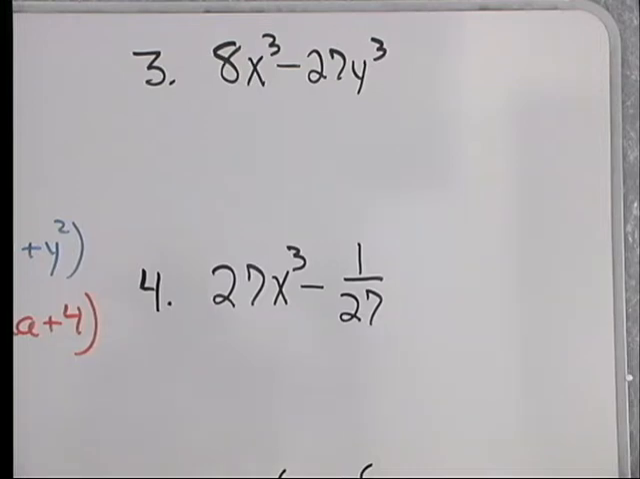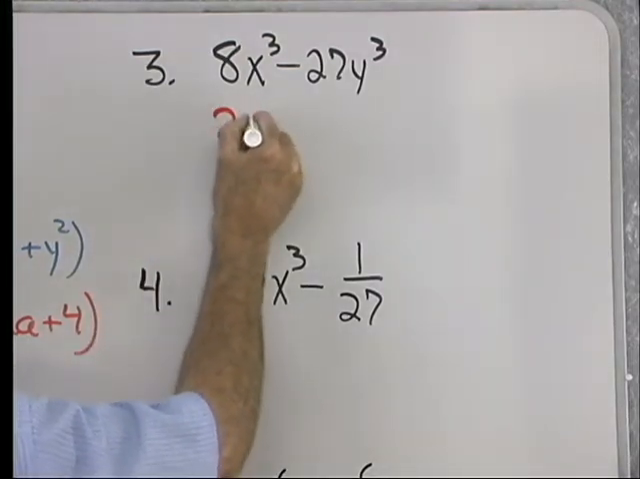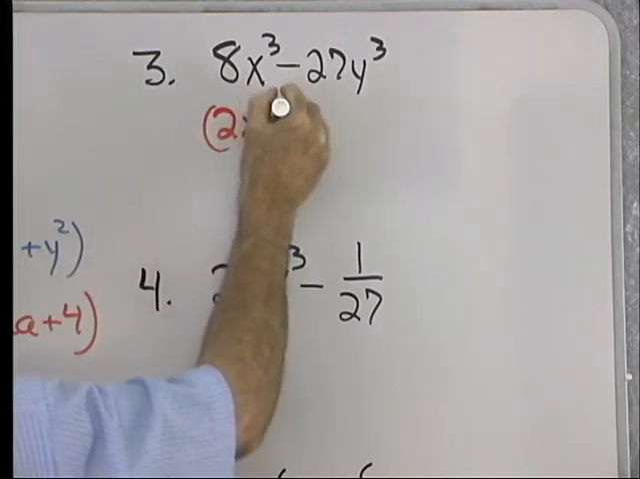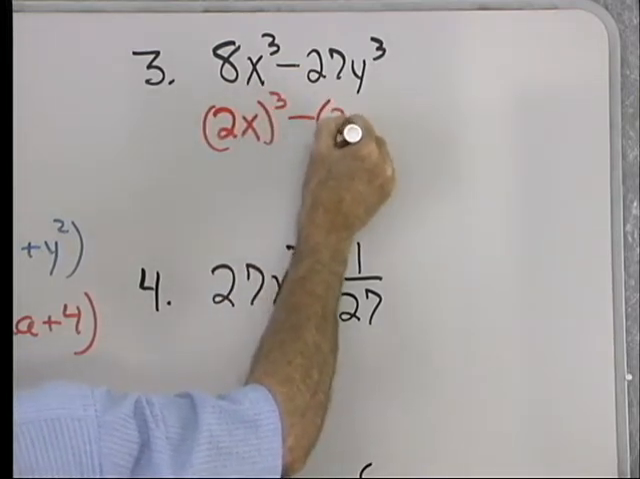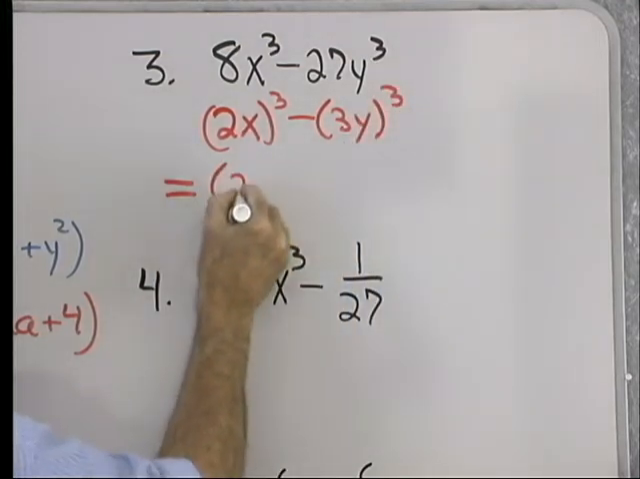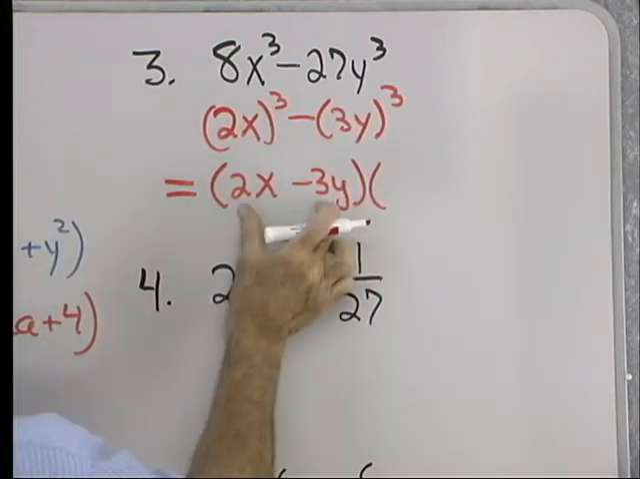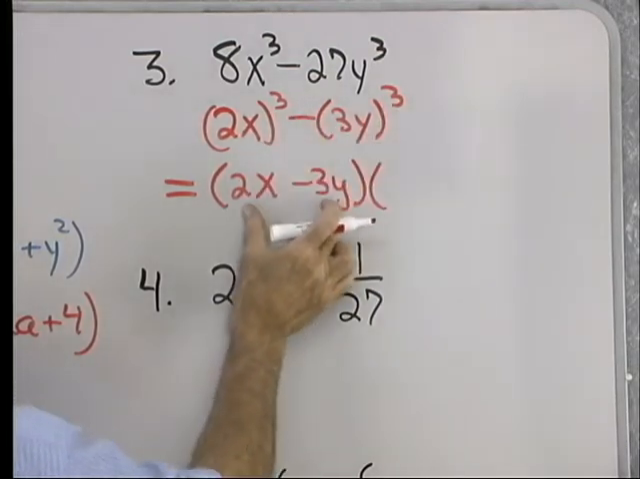8x cubed minus 27y cubed. Okay, so this looks like (2x) cubed minus (3y) cubed. So I know that's going to factor as 2x minus 3y. I just write down the binomial that looks like this without the cubes on it.